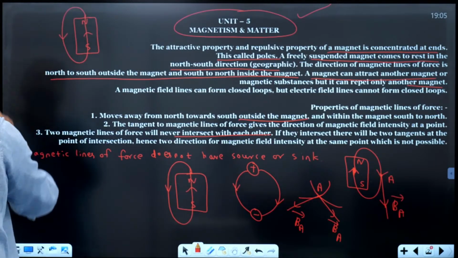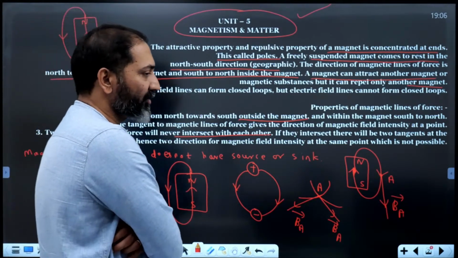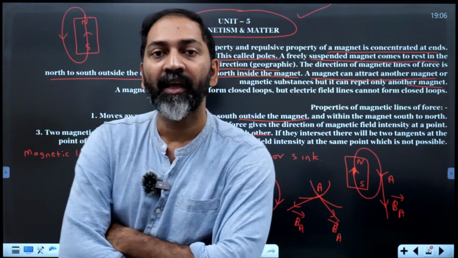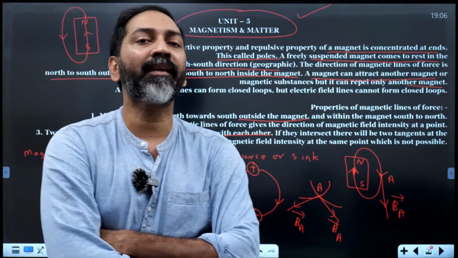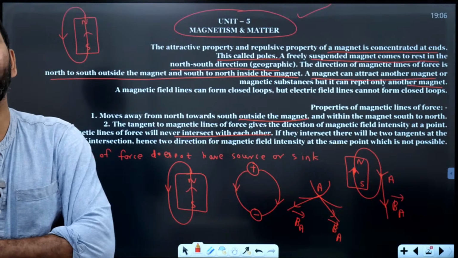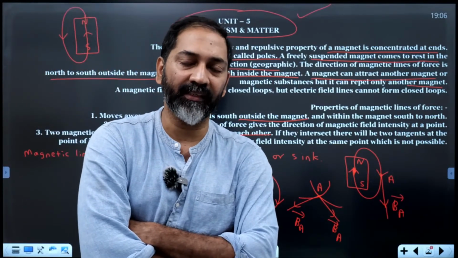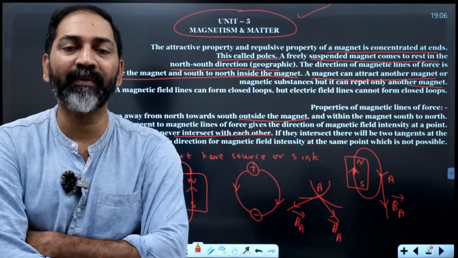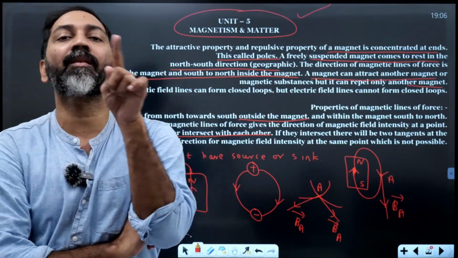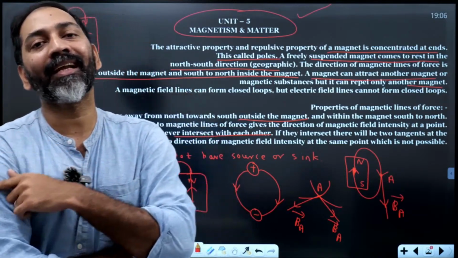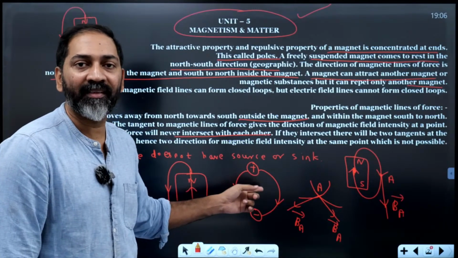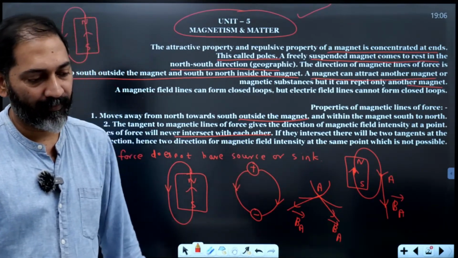So these are the properties of magnetic lines of force. They are very similar to the properties of electric lines of force, but the major difference is that magnetic lines of force can form closed loops, while electric lines of force cannot. Magnetic lines of force don't have a source or sink; they don't start or end at any point. They are continuous closed loops. Electric lines of force start at a positive charge and end at a negative charge, that is, the direction is positive to negative.